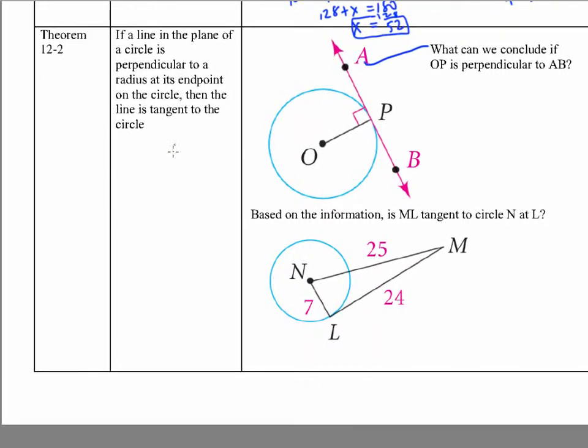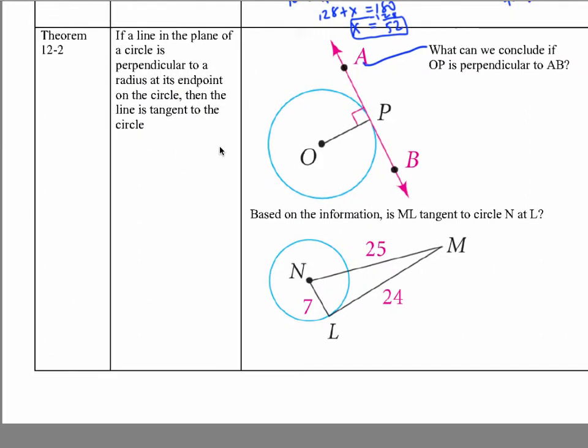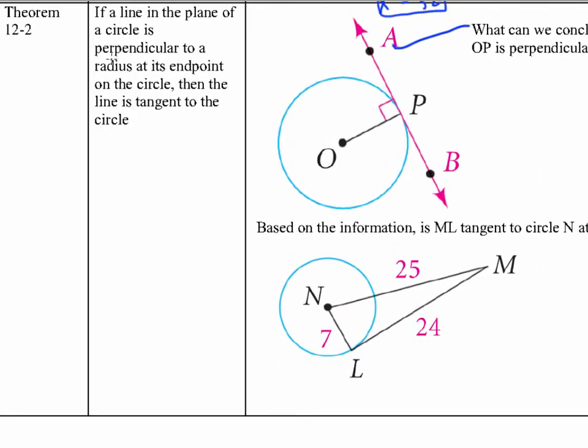Let's take a look at theorem 12-2. If a line in the plane of a circle is perpendicular to a radius at its endpoint, then the line is tangent. So in other words, theorem 12-2 is just the converse to 12-1. 12-1 says if it's tangent, then it's perpendicular to the radius. Flip that around. It says if it's perpendicular to the radius, then the line is tangent.